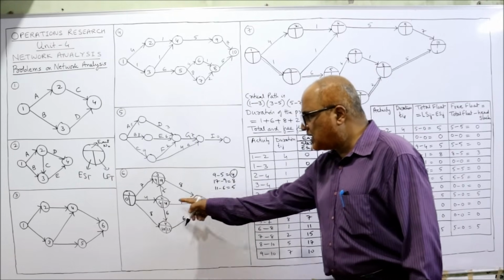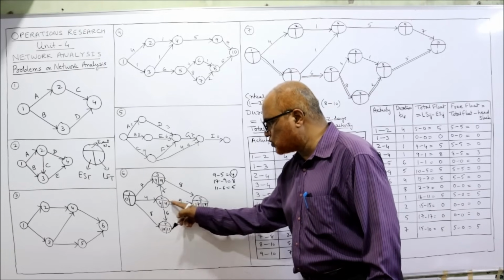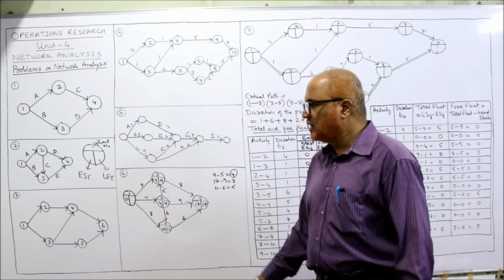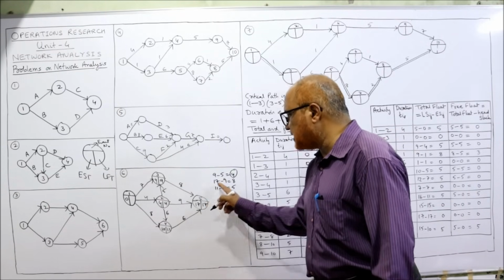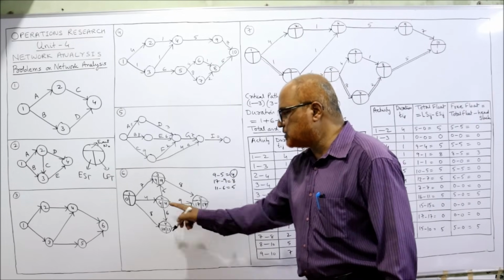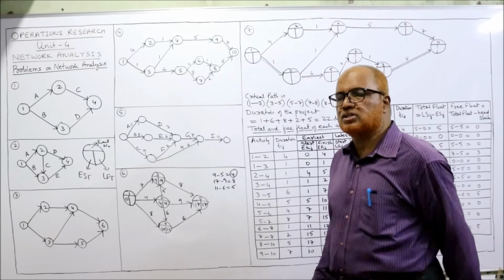Whichever is, because 3 arrows are bursting from this event. One is going to 3, one is going to 4, one is going to 5. So we have calculated the minimum among these 3. How? 9 minus 5 is 4, 17 minus 9 is 8, and 11 minus 6 is 5. So 4 is the minimum. Now, how many arrows are bursting from the first event?